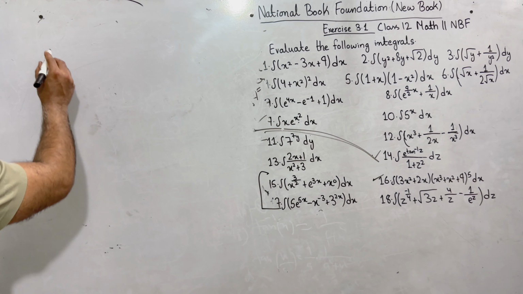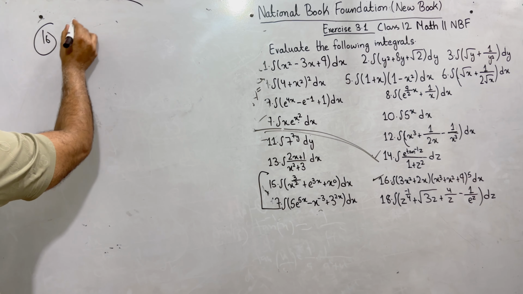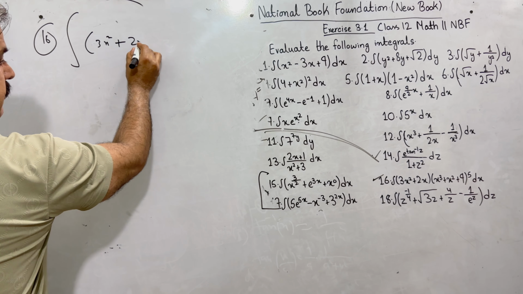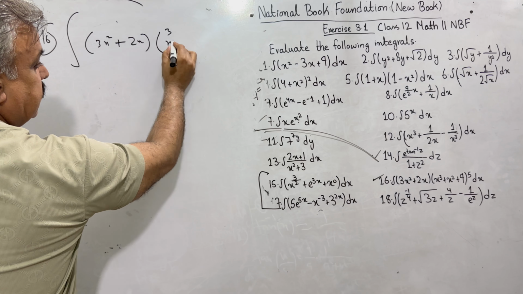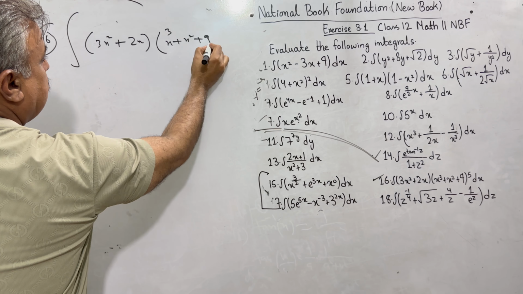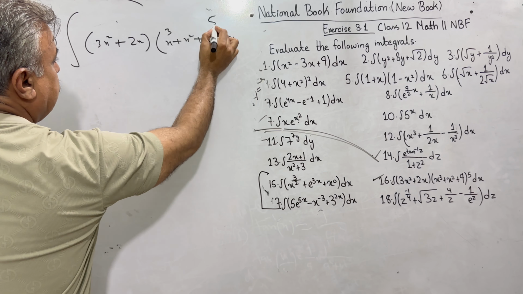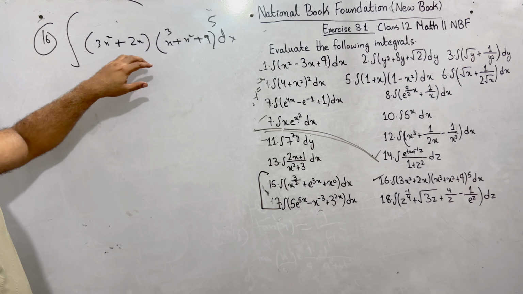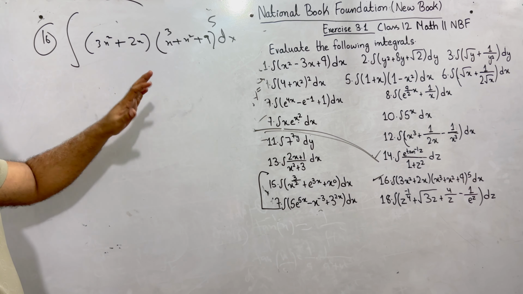Question number 16, a good one, base making function derivative situation. 3x square plus 2x, it is x cube plus x square plus 9 dx overall 5. There is no need to multiply 5 times, then multiply with this bracket and then add 1.